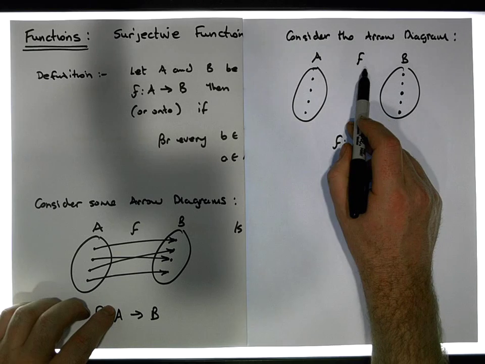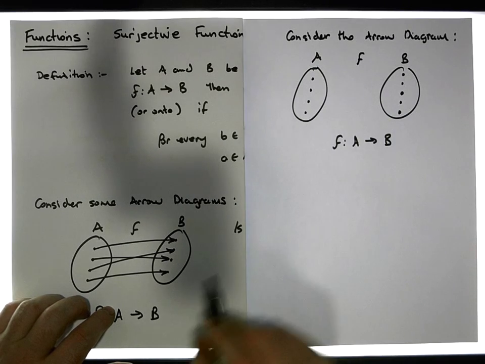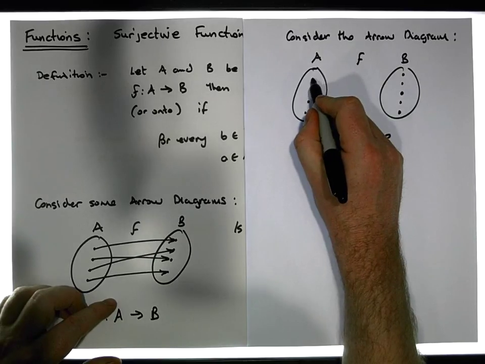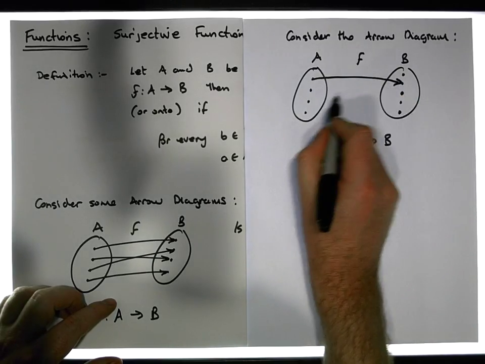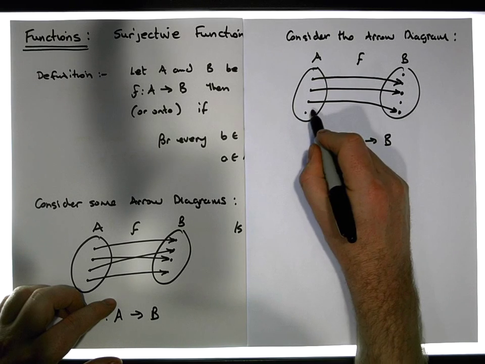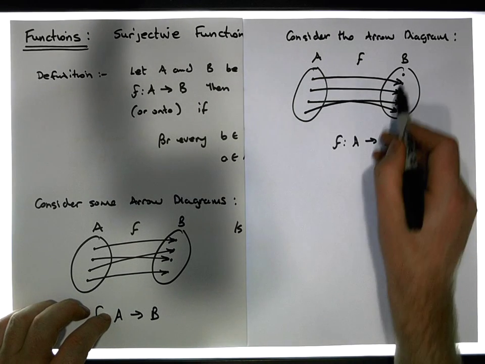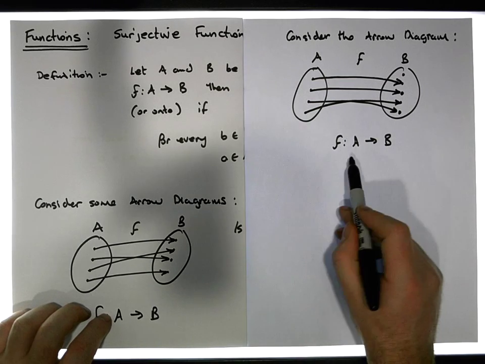First of all, for it to be a function, every value in A needs to be taken to some value in B. That's one condition. So every value in A needs to be taken to a value in B. So let's just do it like this. And let's say this one here is taken to here. So clearly every value in A is taken to a value in B. That's the first condition for it to be a valid function.